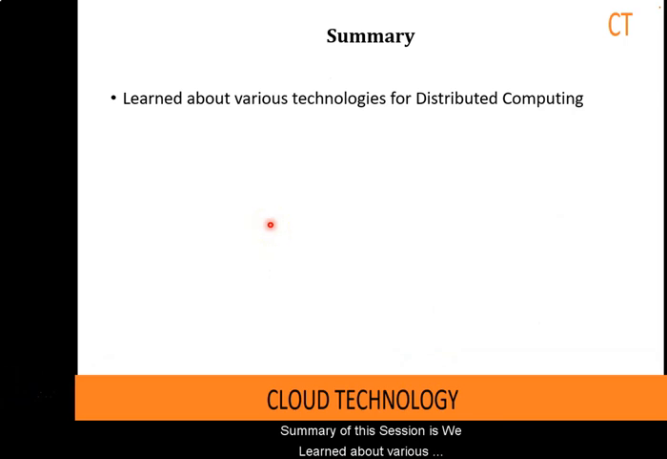Summary of this session: we learned about various technologies for distributed computing.